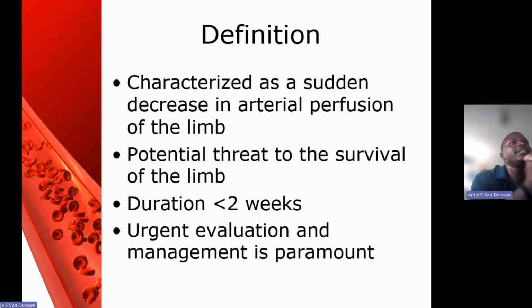So the definition of acute limb ischemia is a sudden decrease in arterial perfusion of the limb, which also results in a threat to the survival of that limb. We usually set a cutoff duration of less than 2 weeks. Anything more than 2 weeks, we usually say is chronic limb ischemia. And of course, it is very important to assess and evaluate these patients so that we can manage them quicker.